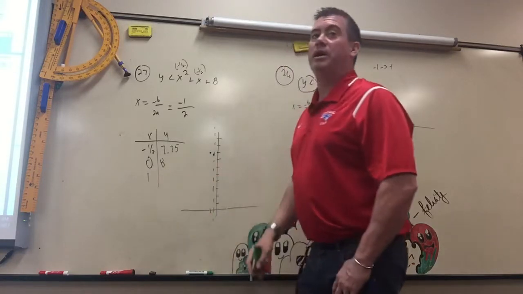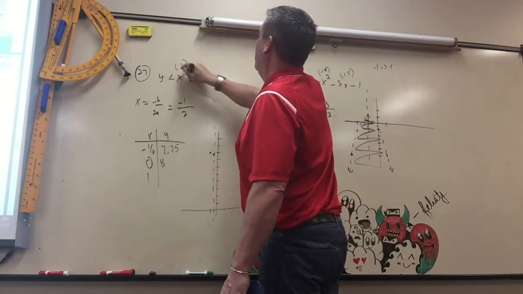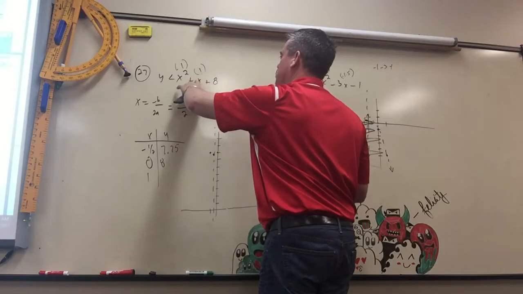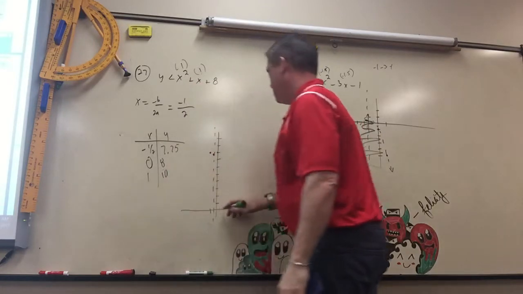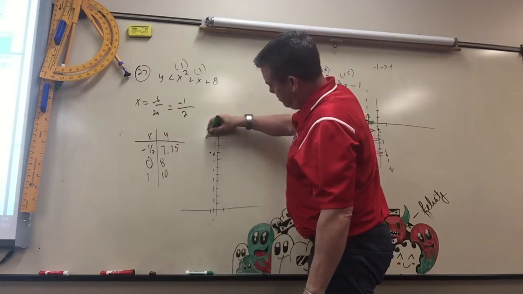So then we'd put in 1. 1 squared plus 1 is 2 plus 8 is 10. So 1 over 10 up. And then flip it over.